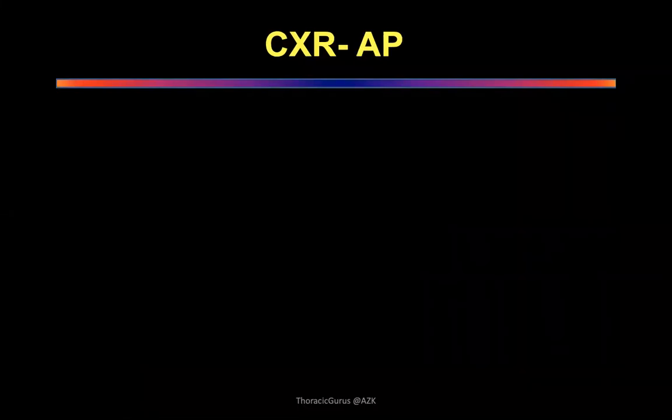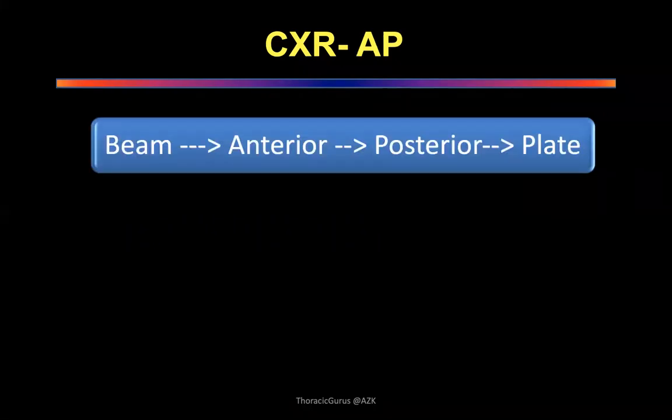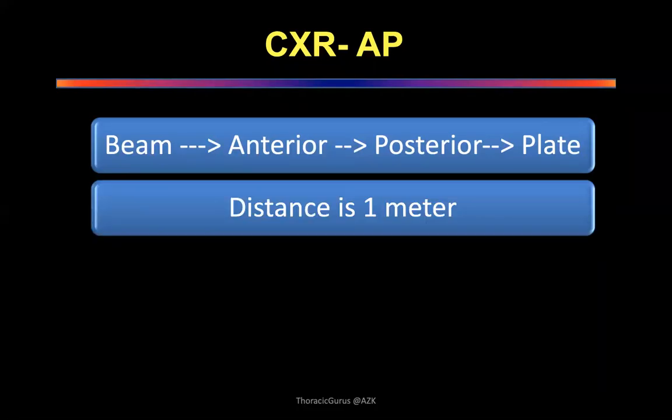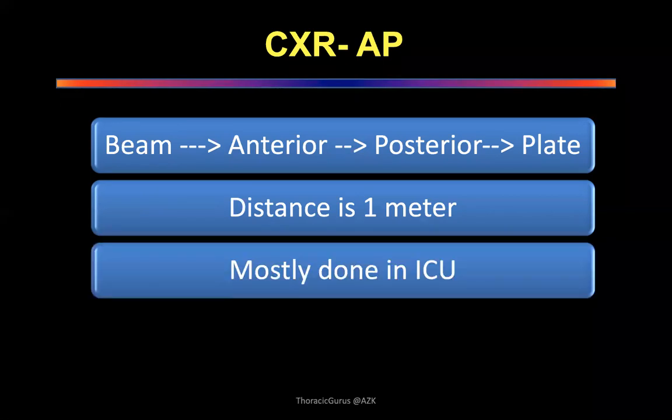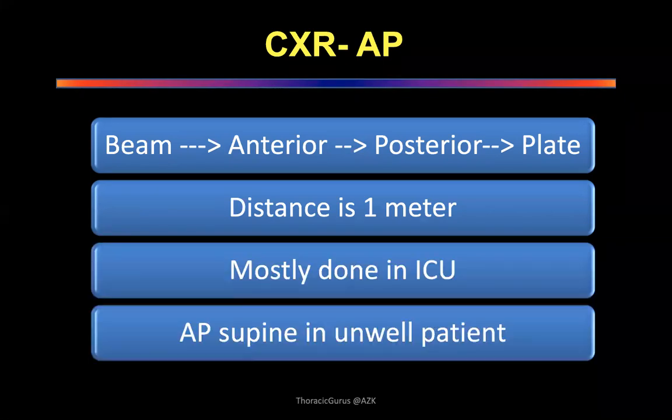As opposed to that, an AP view of a chest X-ray is where the beam lies anterior, which is in front of the patient. It goes from anterior through the chest to posterior, and the plate lies behind the chest, behind the back of the patient. What you do in an ICU setting, that is an AP film. Now the distance between the beam and the plate in an AP film is shorter. It's 1 meter. And this one is mostly done in the ICU.